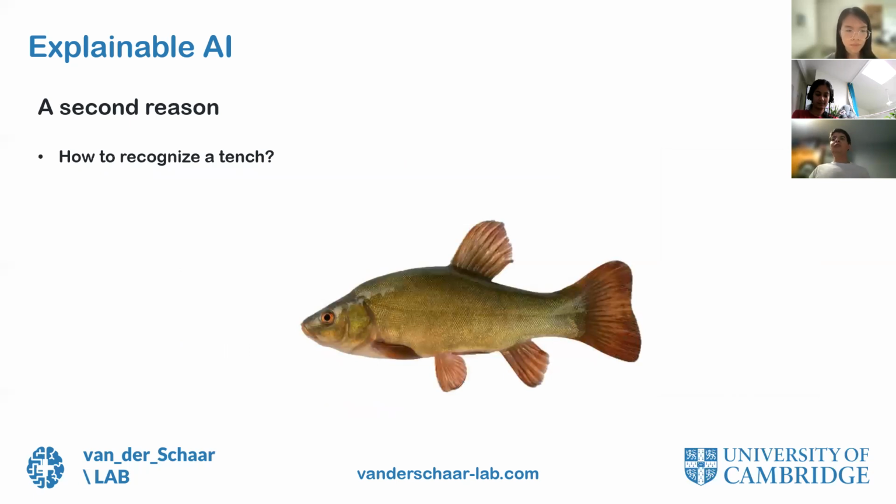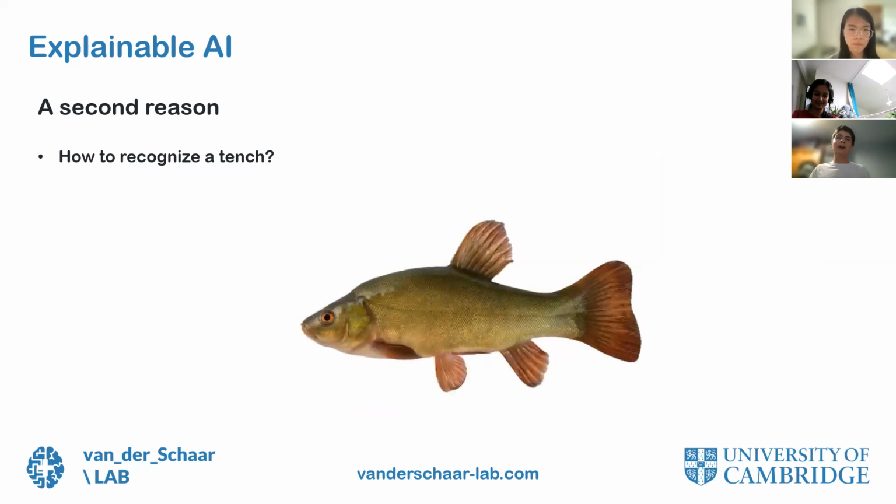Now, let us jump to the second reason to do explainable AI. For this, I'm going to ask you a question of the utmost scientific importance. How do you recognize a tench? Well, one could argue that its tail or fins have a particular shape. Another way is through the body that has a distinctive color. Well, you can come up with many solutions to this problem.